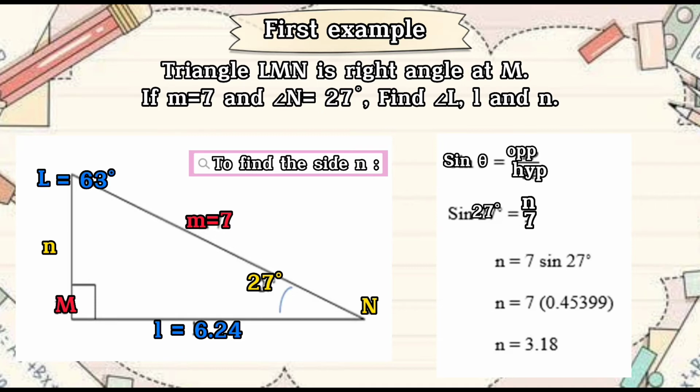O yung hypotenuse natin, so next step is cross multiplication. Bali, pag kinross multiplication natin to, magiging siyang N is equal to 7 sine 27 degrees. And that is equal to 3.18. Thus, the measure of side N is 3.18.